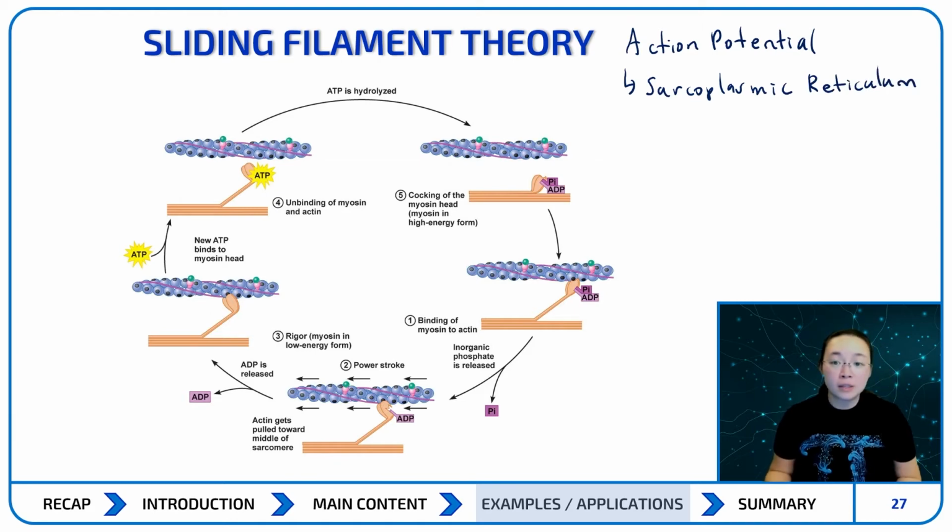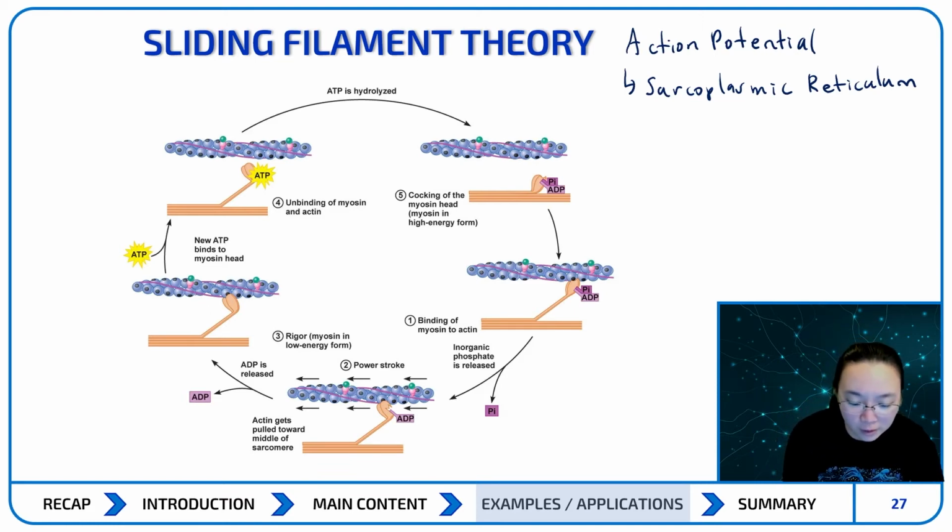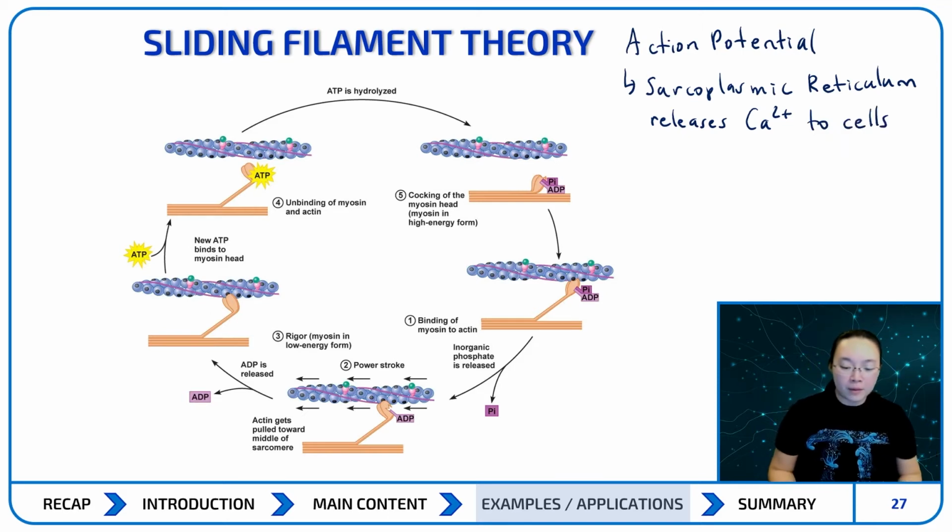And what it does is it stimulates it so that it releases calcium into your muscle cells. So the sarcoplasmic reticulum releases calcium to your cells, muscle cells specifically. This calcium is then going to bind to troponin. So that's a component of your actin filament. So the calcium binds to your actin filament. It causes a change in the configuration of your actin filament, and that allows your myosin filaments to attach to your actin filament and form a cross bridge.